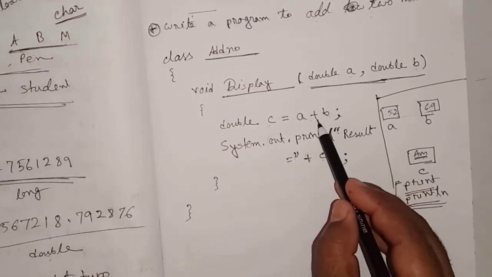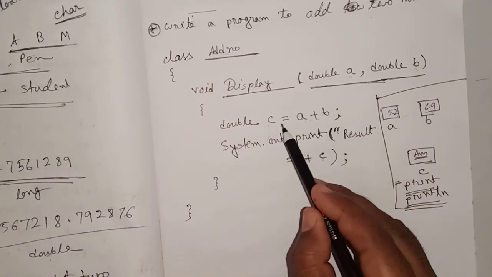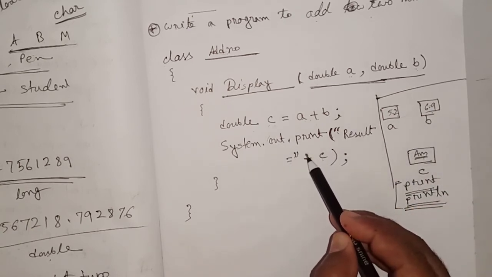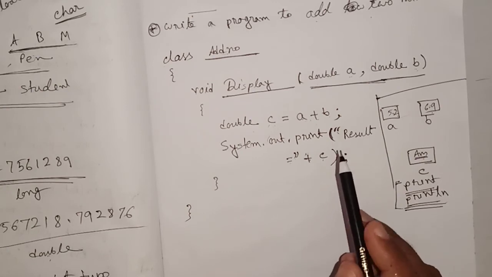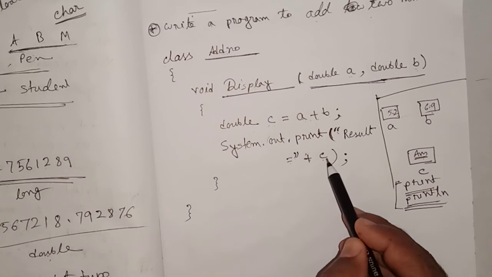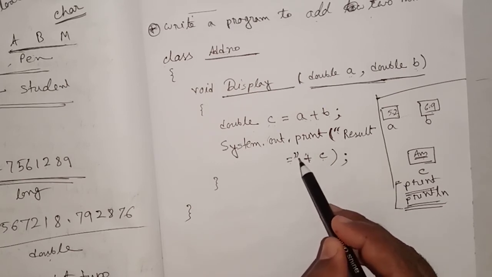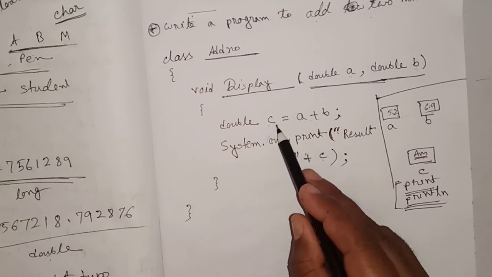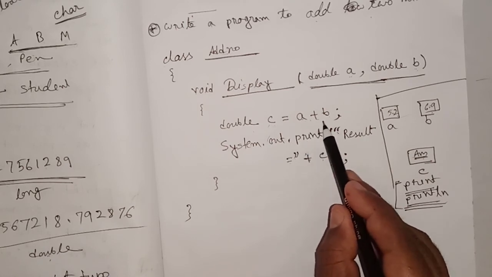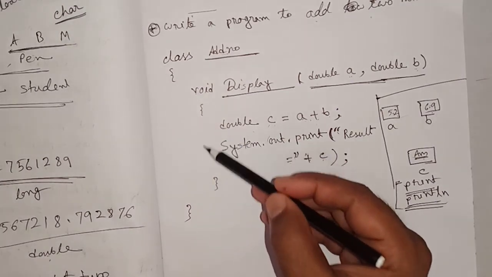This plus helps you to add two numbers and store inside a variable, and this plus helps you to differentiate between a message and a variable, because this is a message you print on your screen and this is a variable C which holds some value after doing this calculation. Clear?